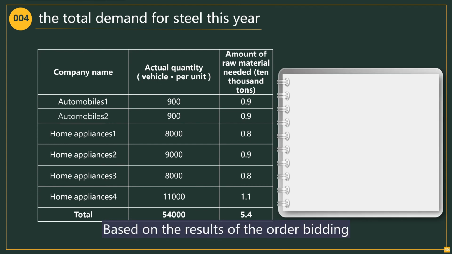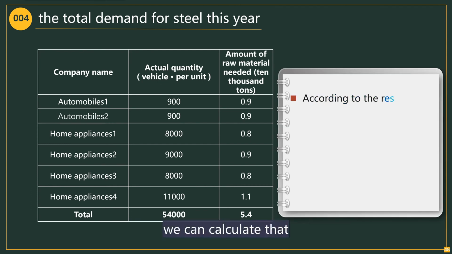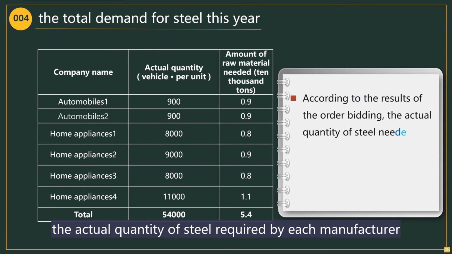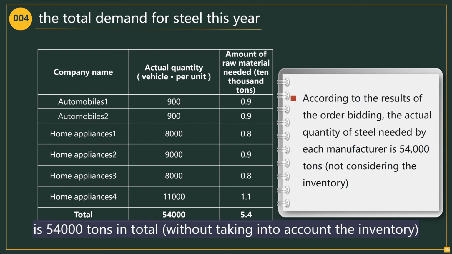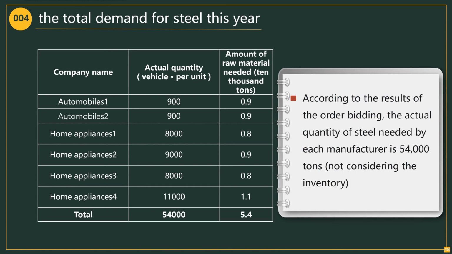How to determine the total demand for steel this year? Based on the results of the order bidding, we can calculate that the actual quantity of steel required by each manufacturer is 54,000 tons in total, without taking into account the inventory.